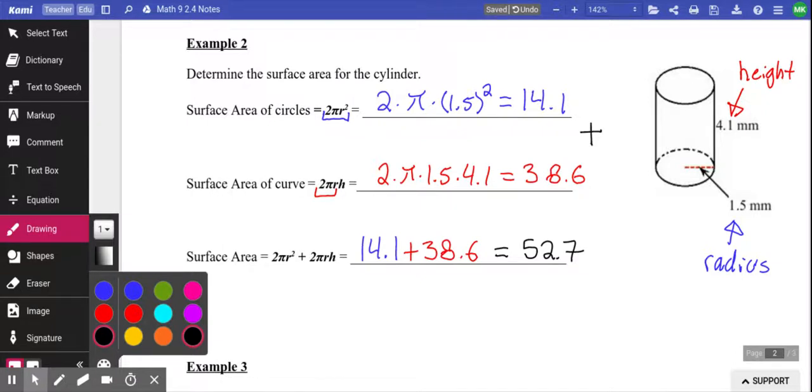Surface area of a cylinder. I always just say cans because it makes my life easier. Cans.